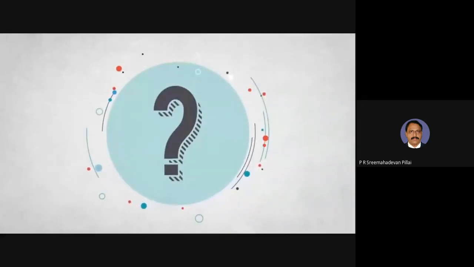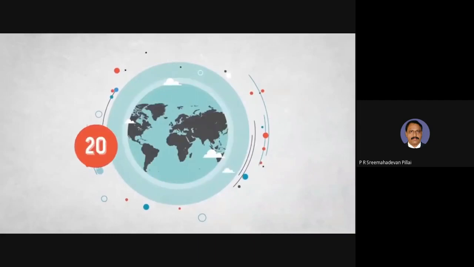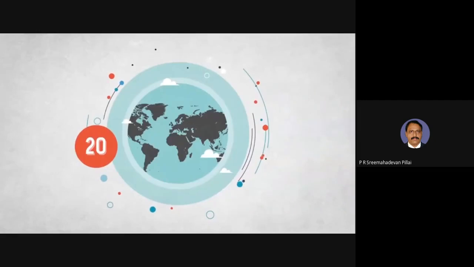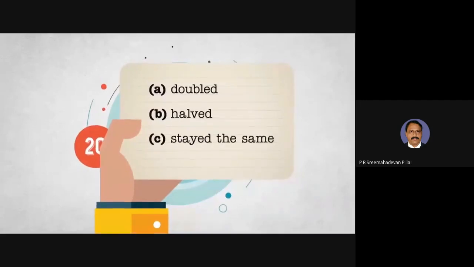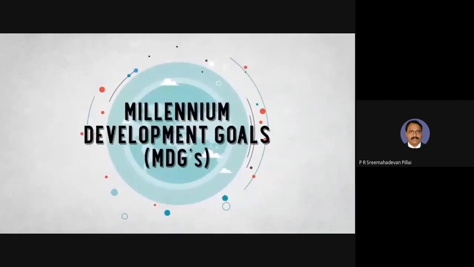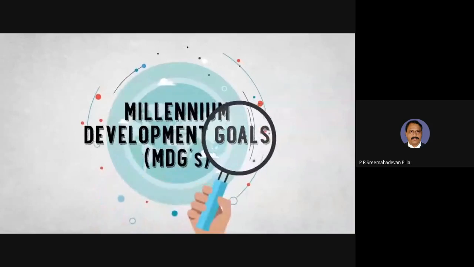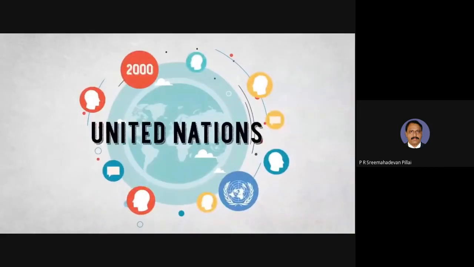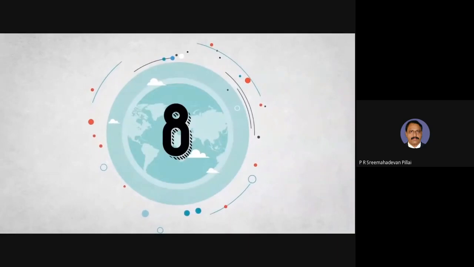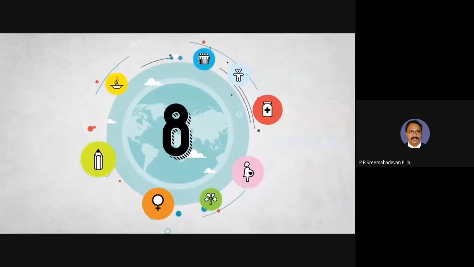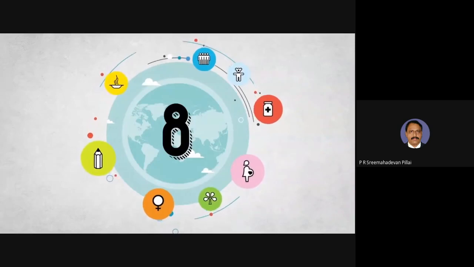Here's a question for you. In the last 20 years, has the proportion of the world's population living in extreme poverty A, doubled, B, halved, or C, stayed the same? Let's find out. To help us, enter the Millennium Development Goals, MDGs. In 2000, all member countries of the United Nations, that's almost the entire world, agreed to 8 goals to reduce extreme poverty. In a nutshell, the MDGs are the global promises to the world's poor. Let's take a look at each one and see how we're tracking.